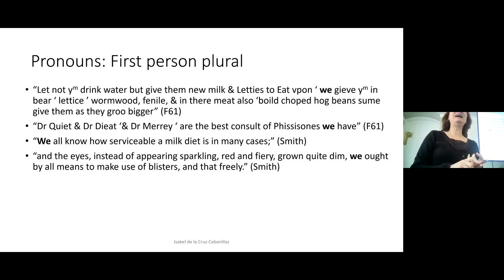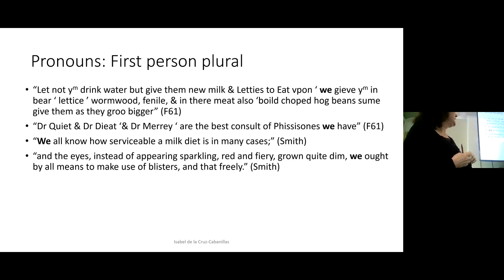or to heal a horse's heel, or even to polish men's boots, or to clean dirty pictures. So that's why this manuscript is so special, so unique among all the others, right? In fact, the first one is about how to breed turkeys, right? So let them drink water, but give them new milk and lettuce to eat upon. We give them. So who is this we?